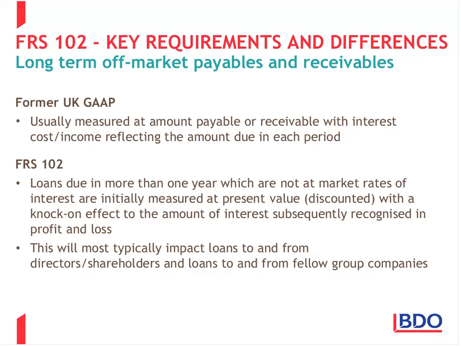Moving on to long-term off-market payables and receivables. They're usually measured at the amount receivable or payable under old UK GAAP. Under new FRS 102, loans that are due in more than 1 year, which are not at a market rate of interest, need to be measured at fair value. An example of this that many SME businesses will come across are loans to or from director shareholders, which are made on an interest-free basis, and we'll look at the tax implications of this later.